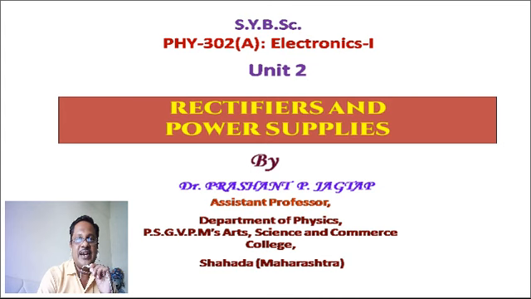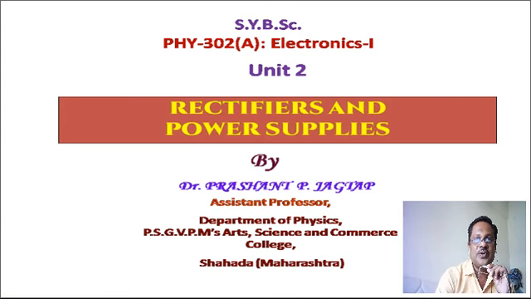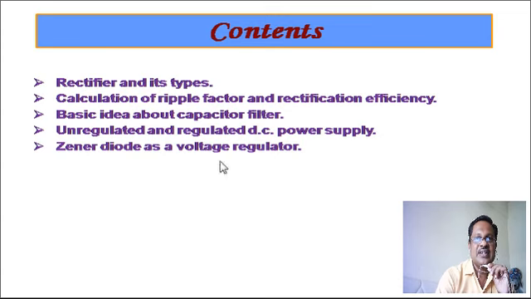Now the contents of this unit are rectifier and its types, calculation of ripple factor and rectification efficiency, basic idea about capacitor filter, unregulated and regulated DC power supply, and Zener diode as a voltage regulator.